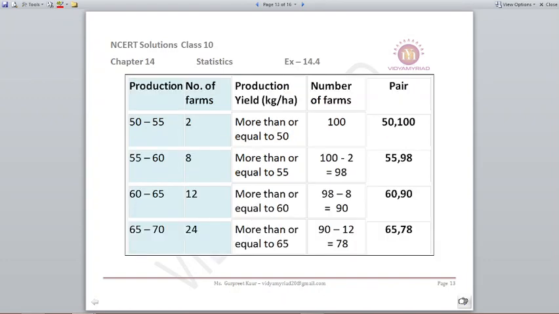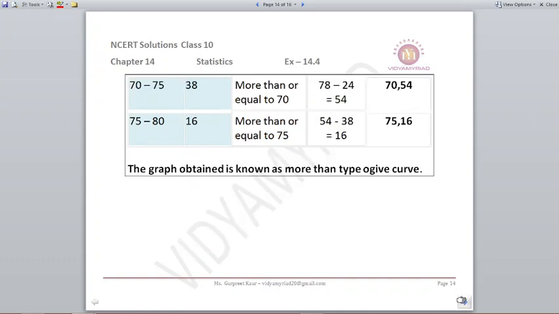Now we have the frequencies with us, we have the limits with us, so we are going to form the pairs using the lower limit and the frequencies. So the pairs become (50, 100), (55, 98), (60, 90), (65, 78), (70, 54), and the last is (75, 16). Now based on these pairs, we are going to draw the more than type ogive curve.